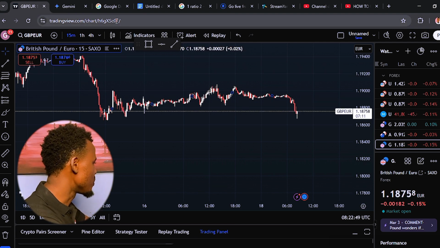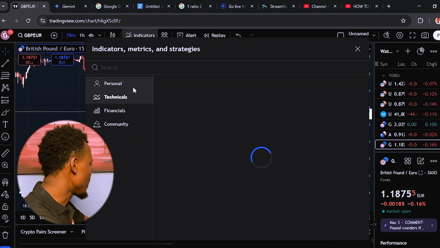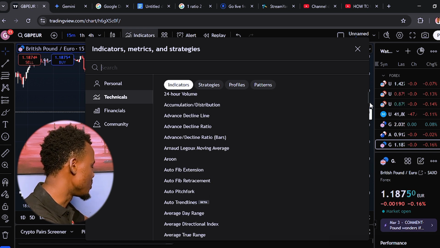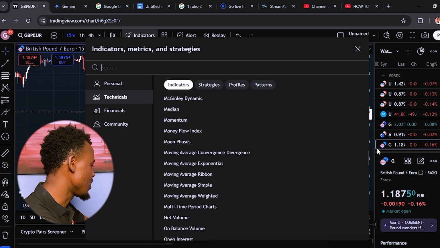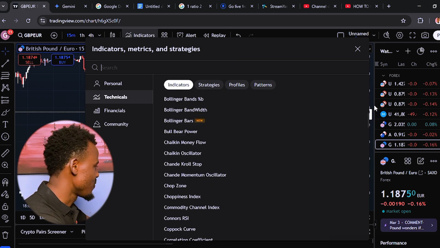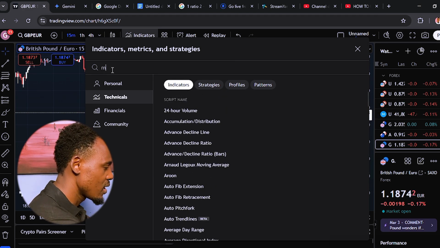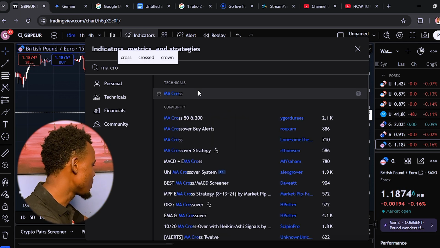Very important. All you need to do is come over to indicators. If you click on indicators, you see many different indicators right here. You don't need to fill your trading platform or your chart with several indicators. No, all you need is just moving average. So all you need to do is type MA cross. You can see it over here, then click on it.